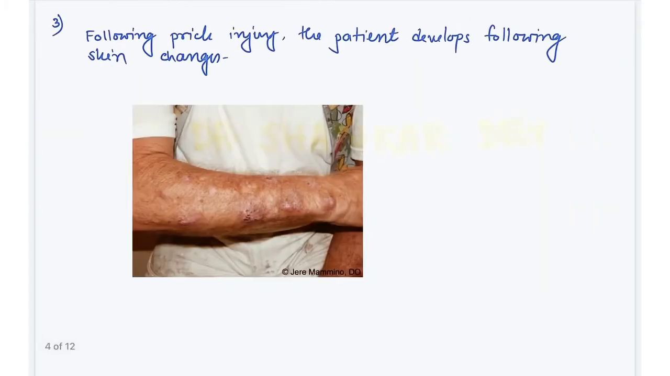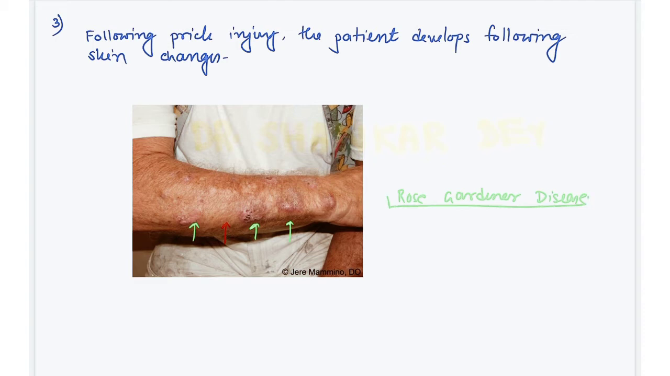Next, coming to question number 3. Question number 3 was with this image. The image was something like that. The question was like, following a prick injury, a patient develops skin changes along the lymphatics. So what is the reason for these skin changes? As you all know, this is a very popular image for competitive exams. This is nothing but, as you all know, also known as Rose-Gardner disease. Rose-Gardner disease. I think the answer is known to you.